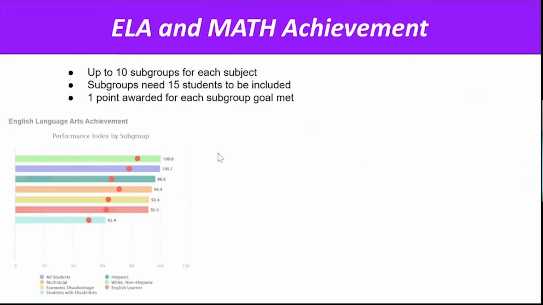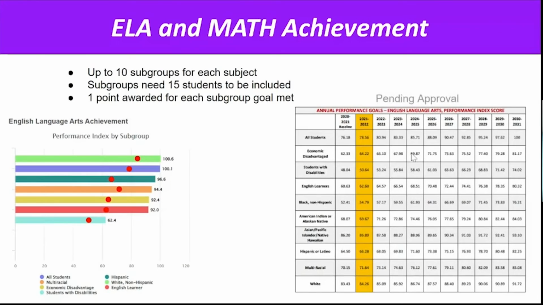All right, so this one is language arts. And for language arts achievement, you can see that this group did a great job. So they've met every single one of their indicators. I'll bring up those pending approval goals off to the side so that you can see those. And if we're looking at this, 7 out of 7 for ELA achievement.